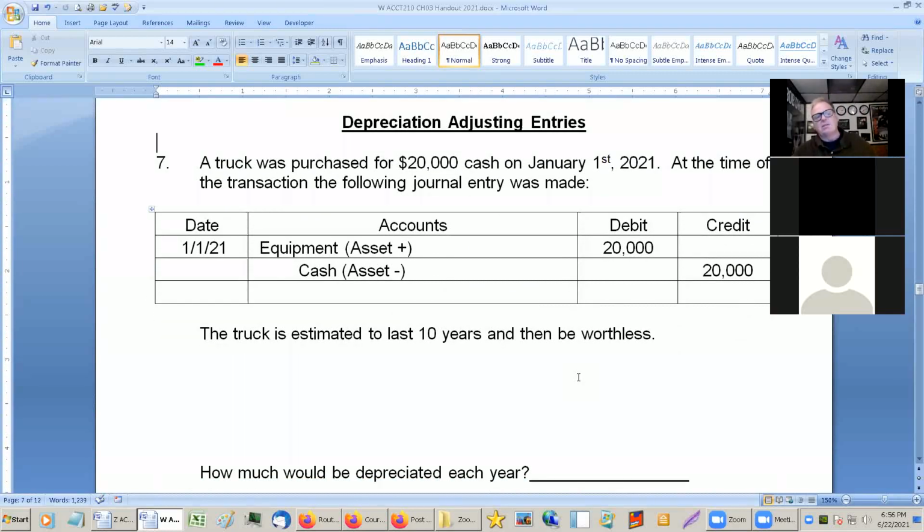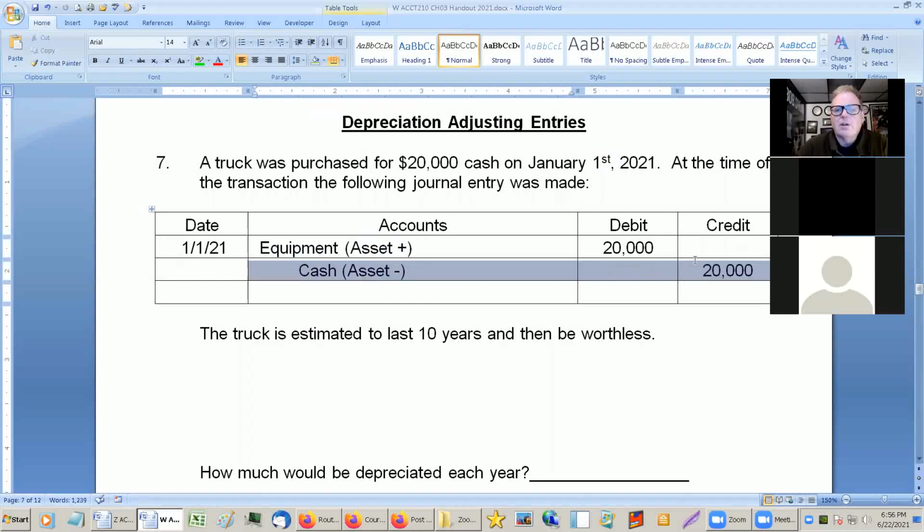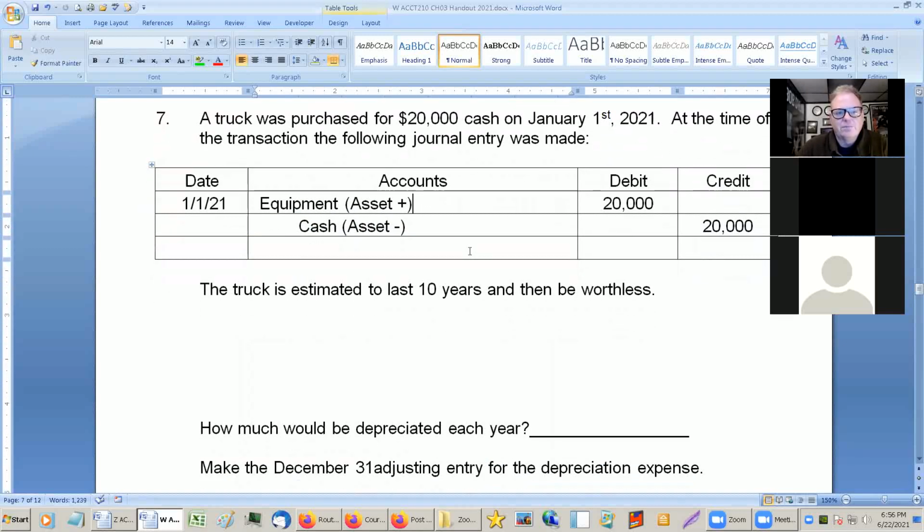Depreciation, again, this is a deferral. You know, they bought the truck. They paid cash on January 1st, so here they are buying the truck. You could also put in an account called truck if you wanted. And then also cash. So this is when they bought the truck on January 1st.